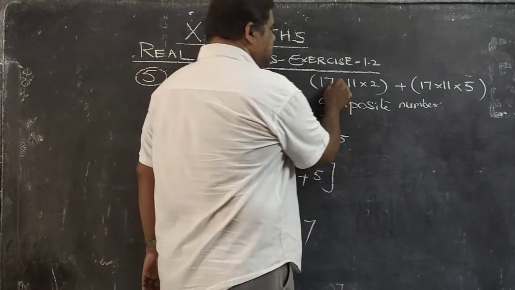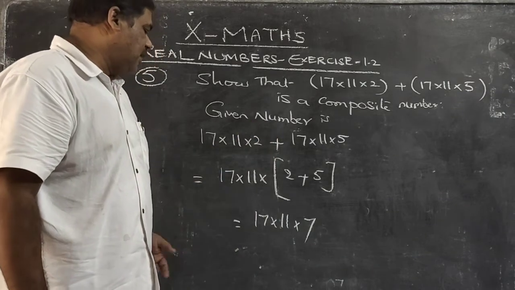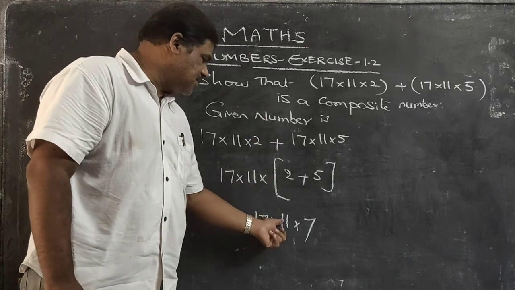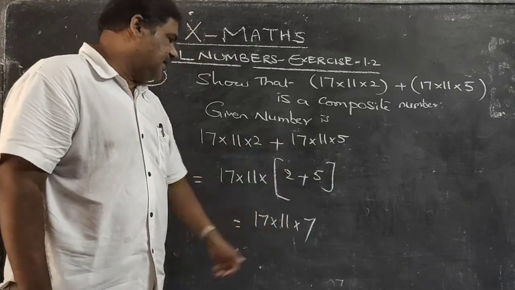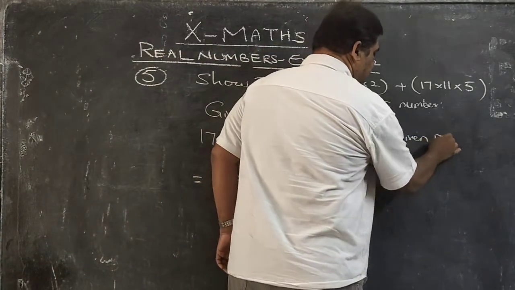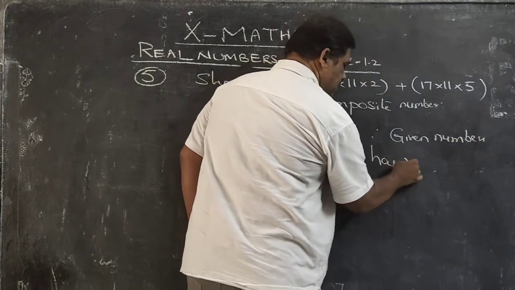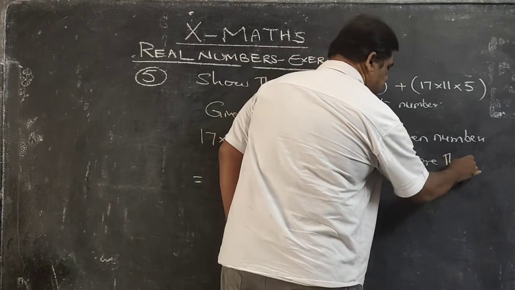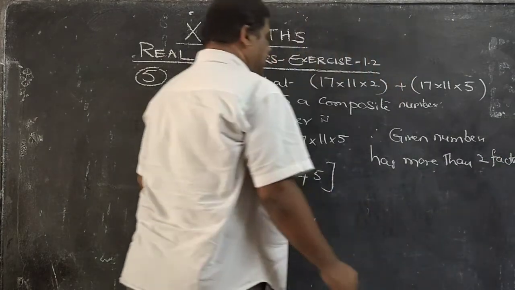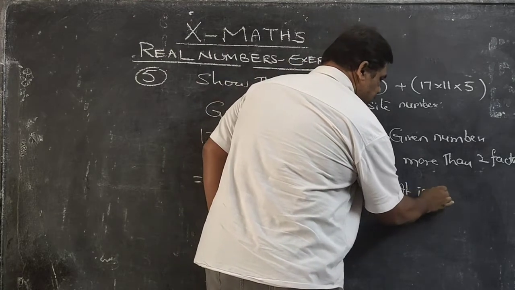A prime number will have only 2 factors. A composite number will have more than 2 factors. So here this given number is a composite number because it is expressed as a product of 3 numbers. So it has 3 factors. Therefore, the given number has more than 2 factors. So if a number has more than 2 factors, it is a composite number.